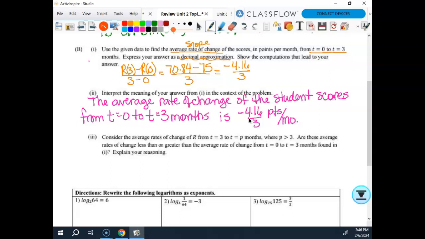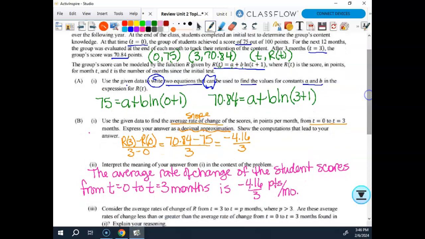All right. Then it says to consider the average rates of change of R from t equals 3 to t equals p months, where p is greater than 3. Are these average rates of change less than or greater than the average rate of change from t equals 0 to t equals 3? So when I look back up here, I know this function is a log function. Since we didn't find A and B, it could be positive or negative for all I know when I'm just glancing at this. A is not going to affect a crazy little sketch that I have, but B might.